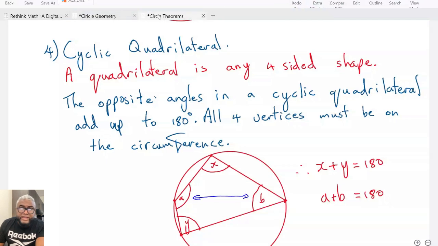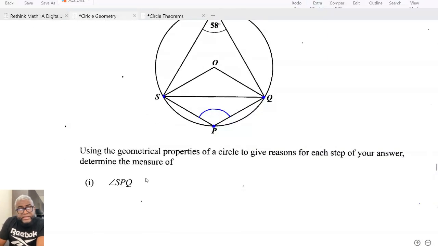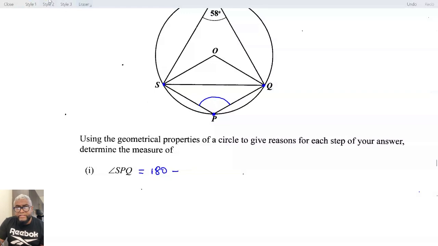Going back here, you'll see that 58 and this angle add up to 180 degrees. So how would I find the missing angle? SPQ would be equal to what? Excellent, 180 degrees minus 58, because we want to get the unknown angle in the cyclic quadrilateral. So 180 minus 58 is 122.